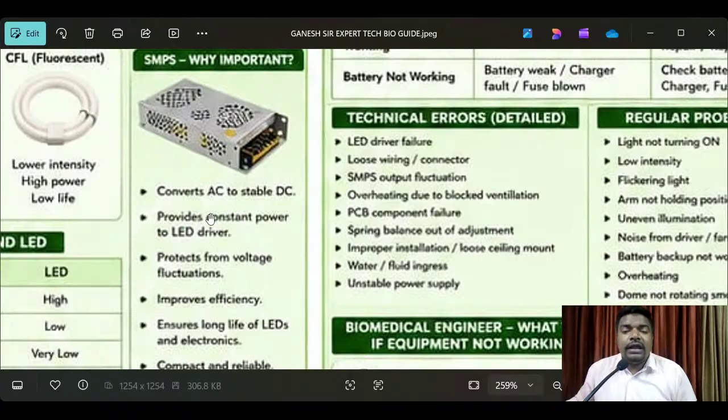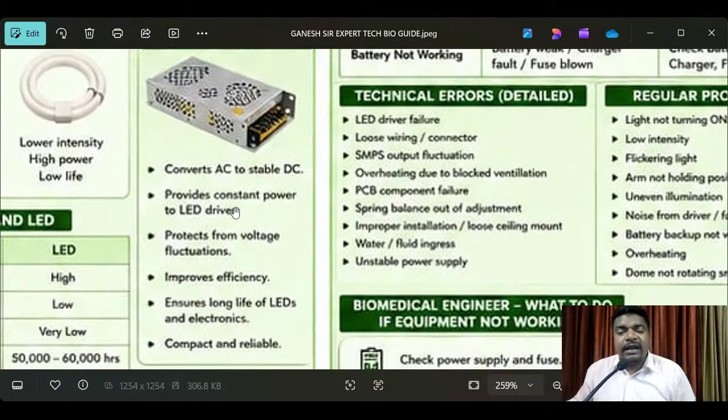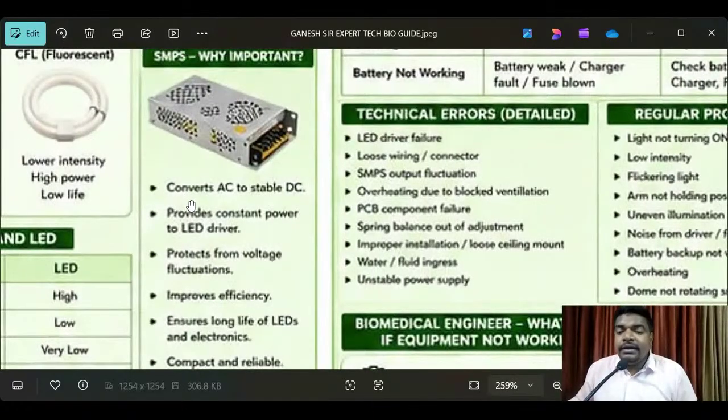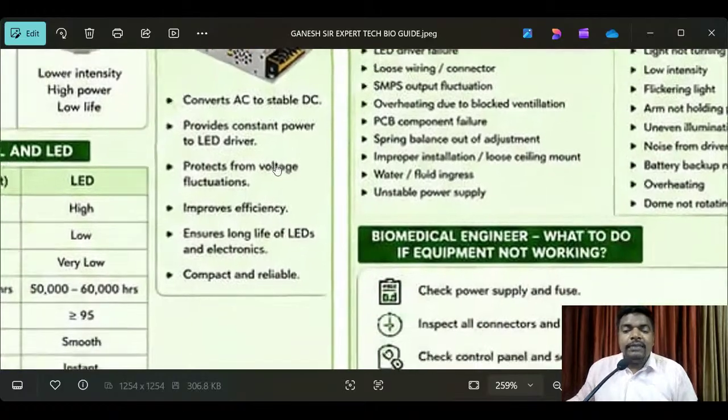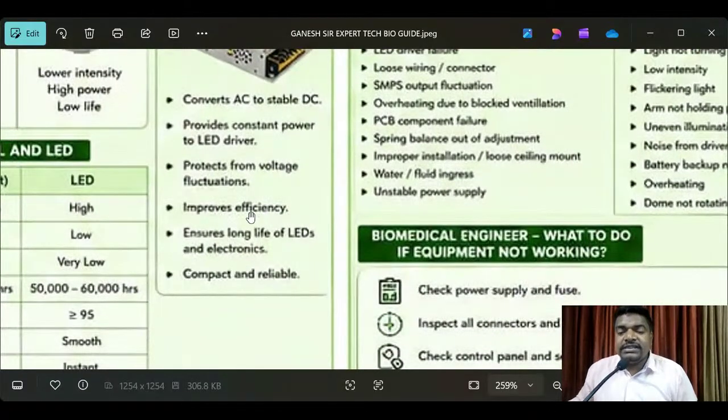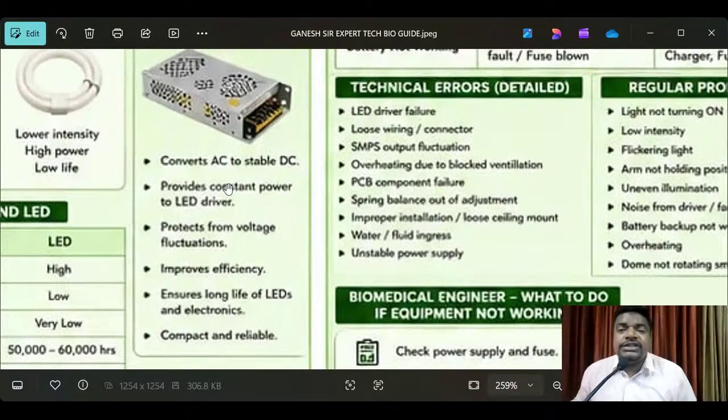I'm going to show you. I am going to read it out, then you can understand as a biomedical engineer. Listen carefully. See here, why is SMPS important? It converts AC to stable DC and provides constant power to the LED driver, protects from voltage fluctuations, improves efficiency, ensures long life of LEDs and electronics, and is compact and reliable. These are the important things you have to know.